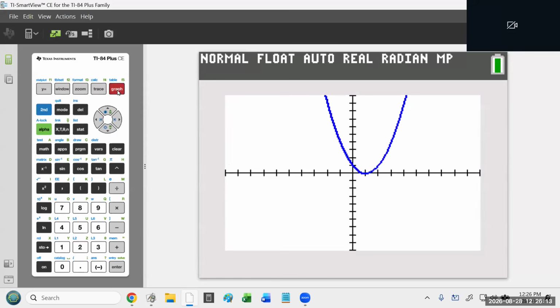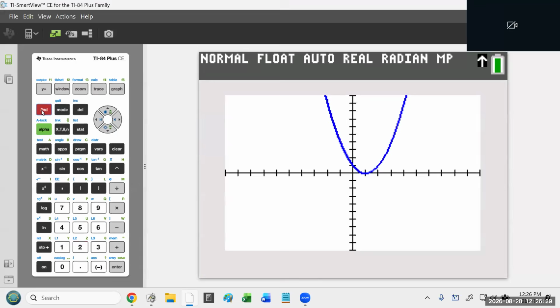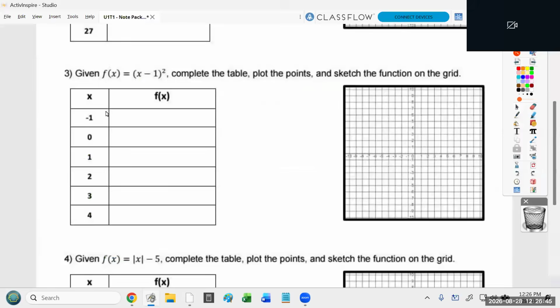Okay, now this is the thing I'm trying to create. The way I'm going to do that is create my table. Please make sure you're looking at problem number 3 right now if you're following along with me because I skipped number 2. I need -1, 0, 1, 2, 3, and 4. So I go to my calculator, second graph, because that's what makes me look at the table. I'm going to go up to -1, and I want the values at -1, 0, 1, 2, 3. Does it go to 4? It does go to 4. So I'm going to copy 4, 1, 0, 1, 4, 9. Those are the numbers I'm going to copy.